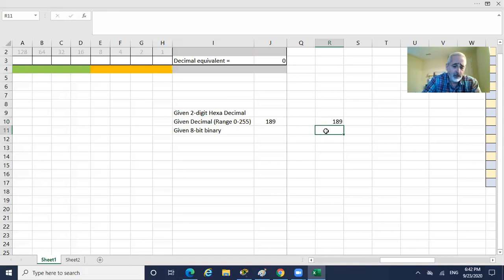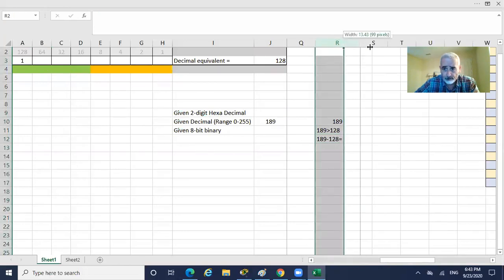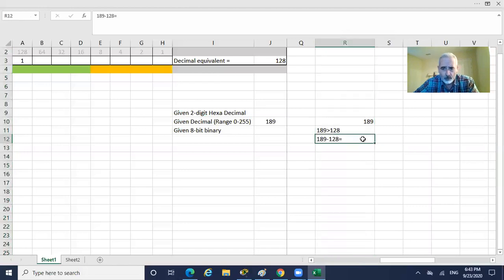The first thing that I will do is I'll compare 189 with 128. 189 is greater than 128. Therefore, I place a 1 under 128. As soon as I do that, I have to deduct 128, the decimal value of this bit, from the original number that I was working with. So 189 minus 128 equals 61, I'm sorry, 61, okay? Now I have 61 to work with.